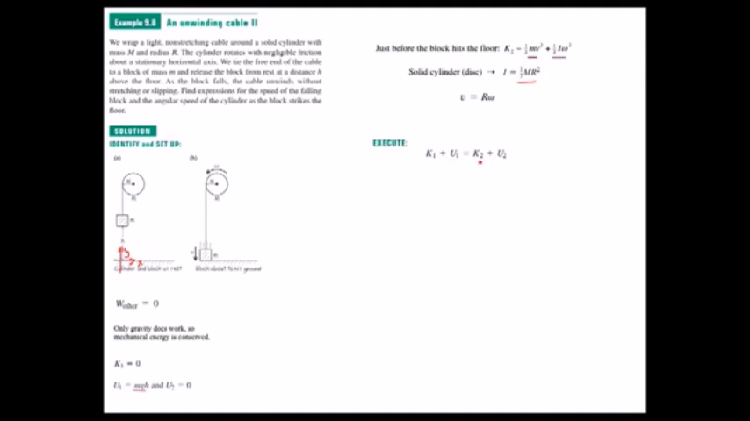So here's our conservation of energy equation, of course, with W other equal to 0. Putting in the terms and making this substitution where omega becomes V over R, we end up with this expression, collecting terms, and we can now solve for V.